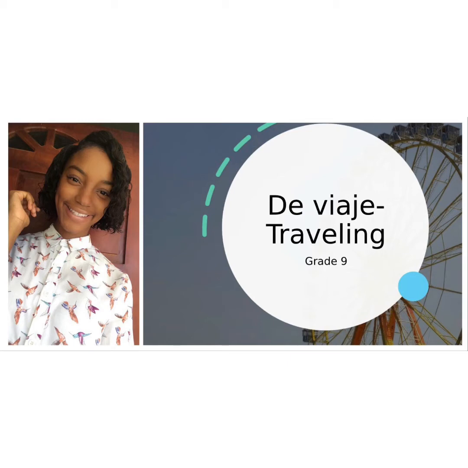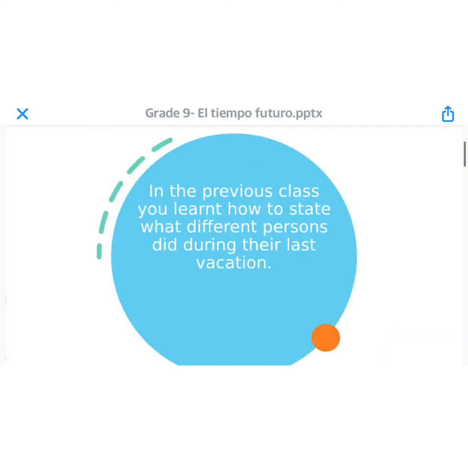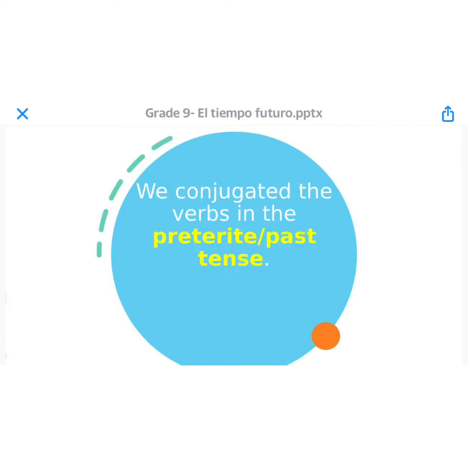We're still focusing on de viaje. Ahora vamos a repasar. Let us review. In the previous class, you learned how to state what different persons did during their last vacation. So we conjugated the verbs in the preterite tense, otherwise known as the past tense. You can watch my previous video to learn how to do this.